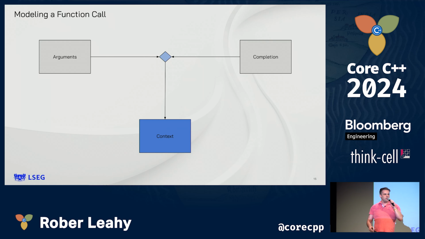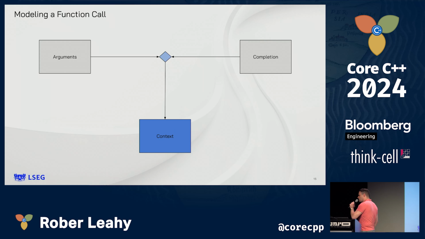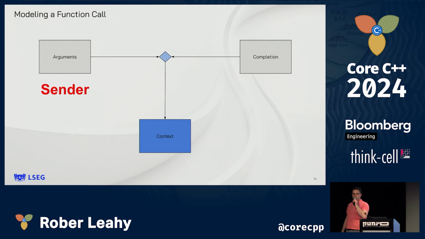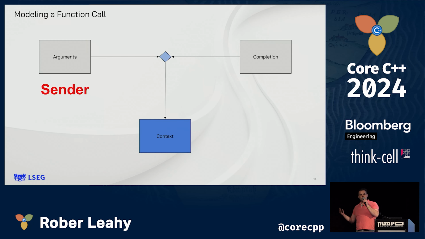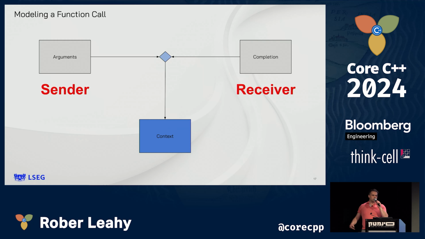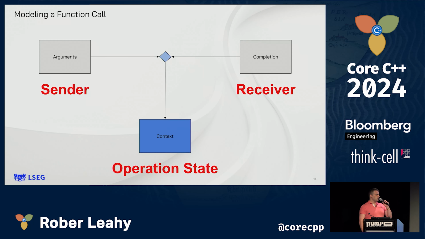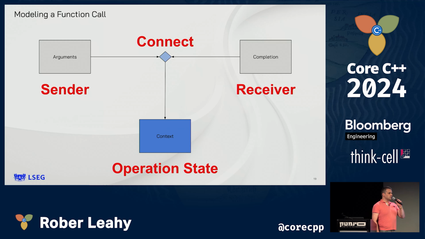For that, I need to give each member of this ecosystem a name, and so I will first look to that pack of arguments and decide that I'm going to call that a sender. I'm going to look to the completion or continuation or callback and name that a receiver. The context that is output by bringing these two together, I will call an operation state, and the operation that unites them, I will call connect.